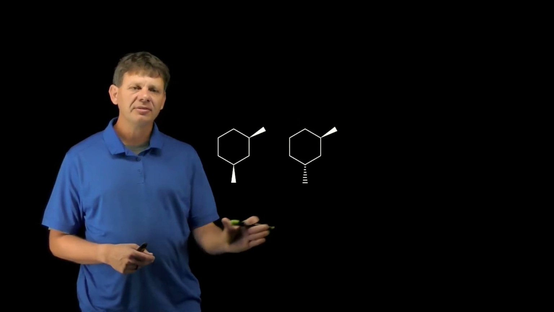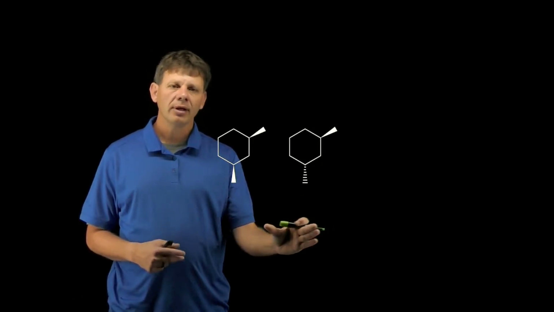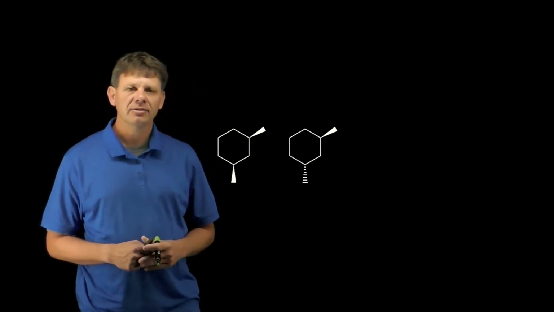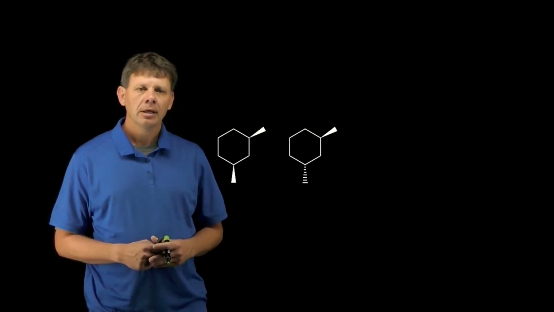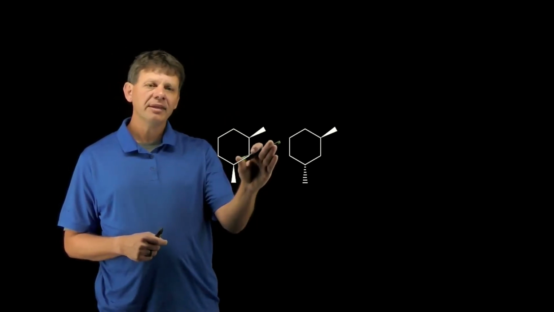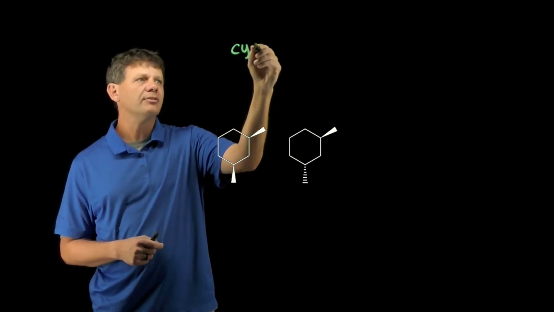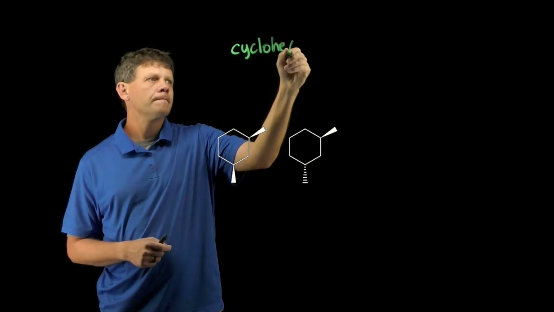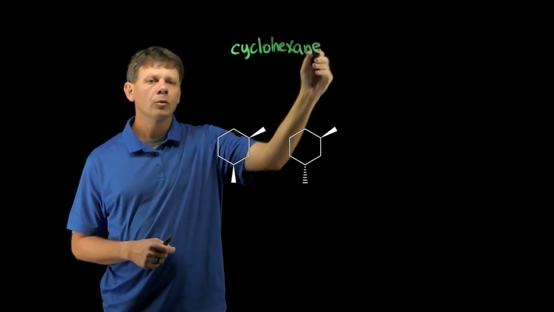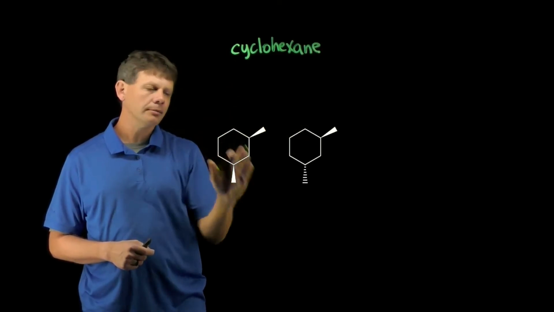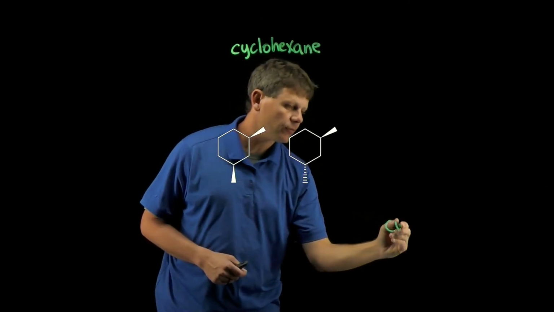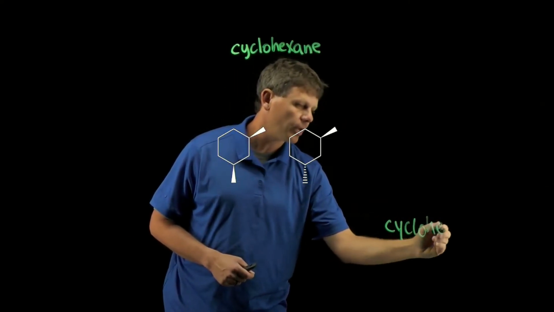This assessment asks us to name the two cycloalkanes using the IUPAC system of nomenclature. You'll note right away that these are both six-membered rings, so they're both going to be cyclohexanes. We'll write cyclohexane for this one, and then cyclohexane for the bottom one as well, or the right one as well.